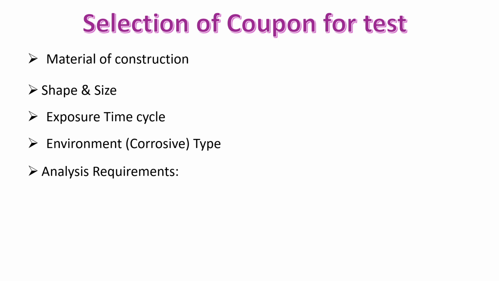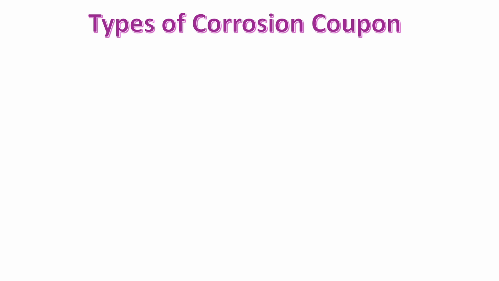The corrosion coupon used for the weight loss analysis may need to be a specific size or shape to ensure accurate results. Okay. Then there are different types of corrosion coupons available. We'll discuss them one by one. There are several types of corrosion coupons that are commonly used to monitor and measure the rate of corrosion in different geometrical systems.